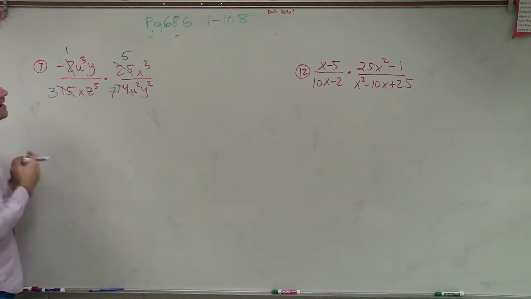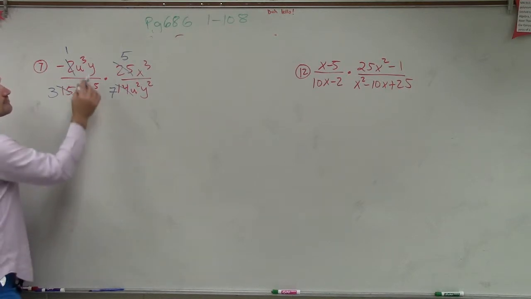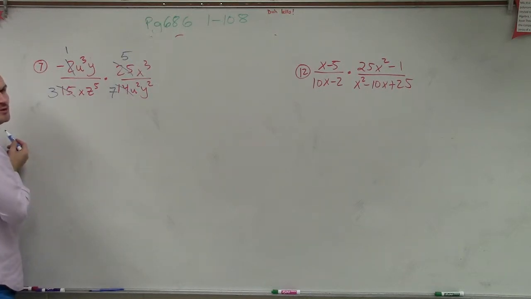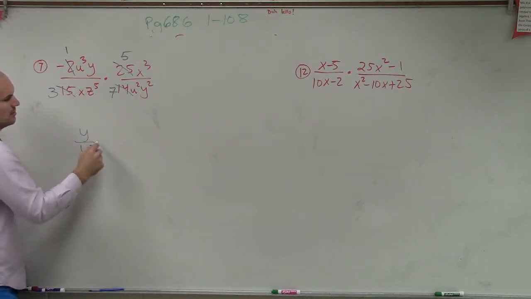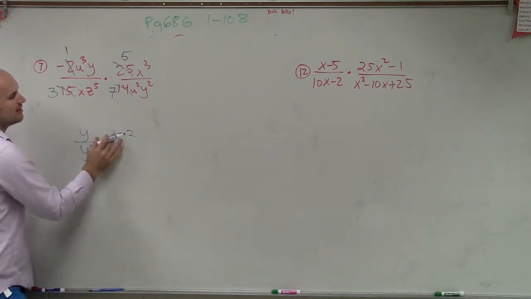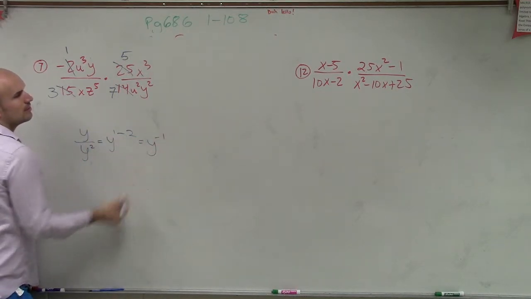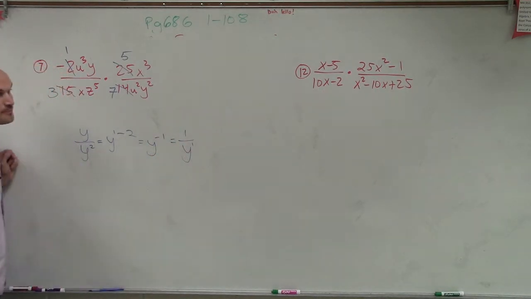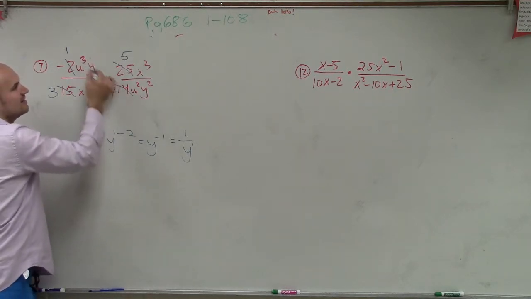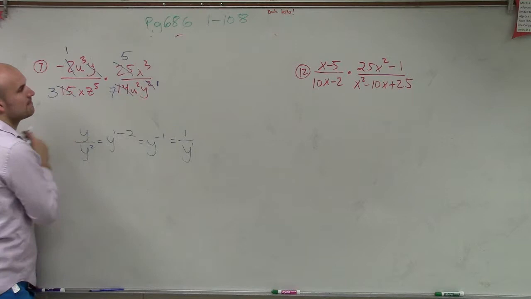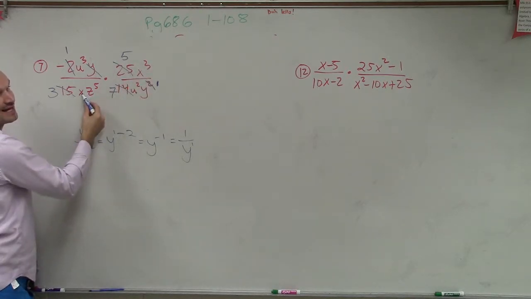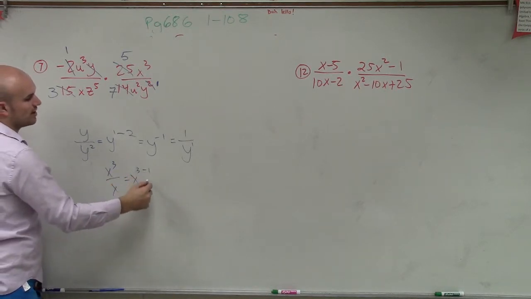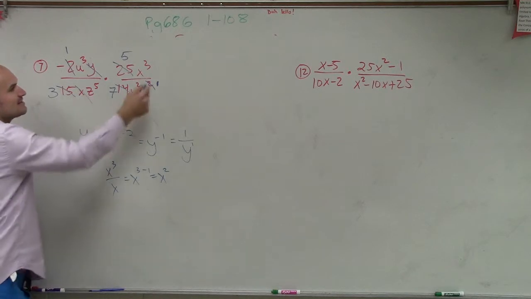Cool. Then I also noticed y divided by y squared. What happens when we have a y up top and a y squared on the bottom? That would be y to the first minus 2, which is the same thing as 1 over y to the first. So this would go out, and that becomes a 1. x cubed over x is like saying x cubed minus 1, which is equal to x squared. So then that would simplify.